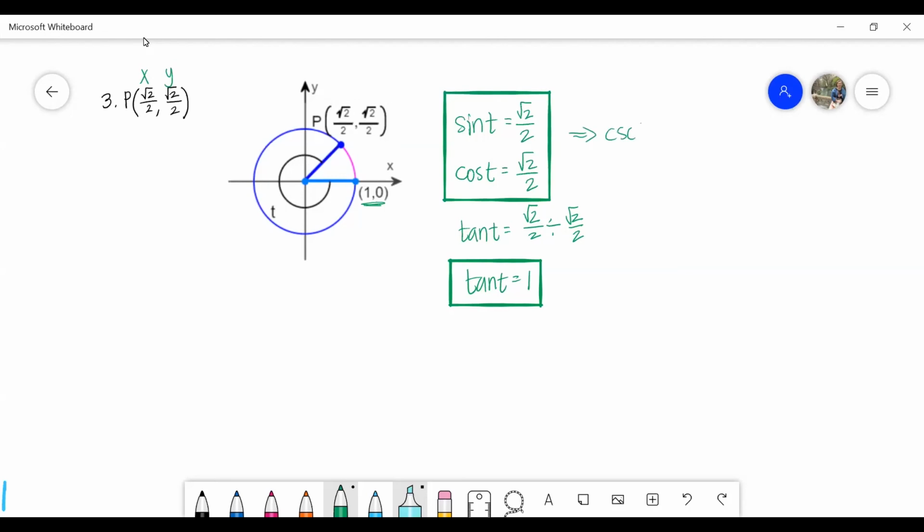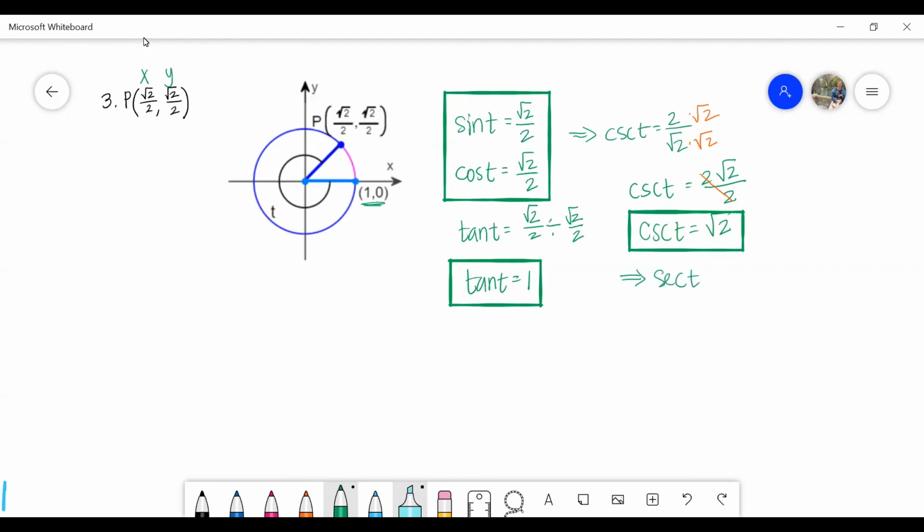This gives us cosecant t is 2 over the square root of 2. We do need to rationalize, so times √2 over √2, and we end up with cosecant t is 2√2/2. What do you see happening there? So you actually just end up with cosecant t is the square root of 2. And because sine t and cosine t are the same, that means their reciprocal has to be the same as well. So secant t is also equal to square root 2.